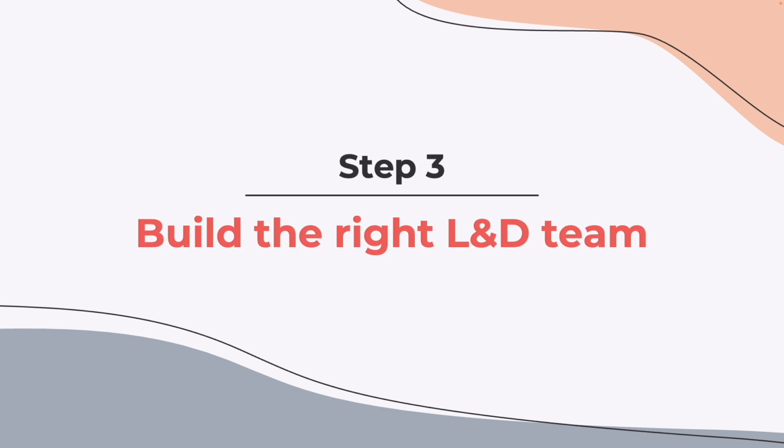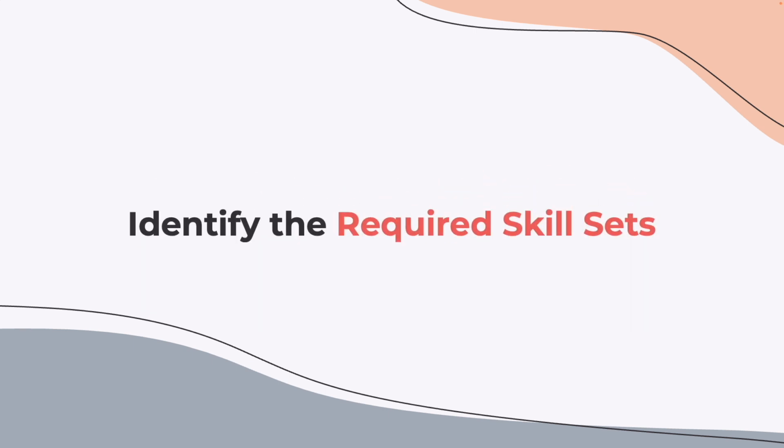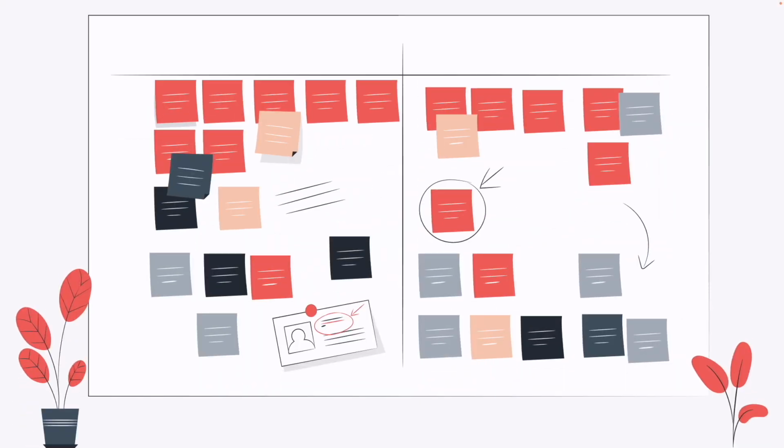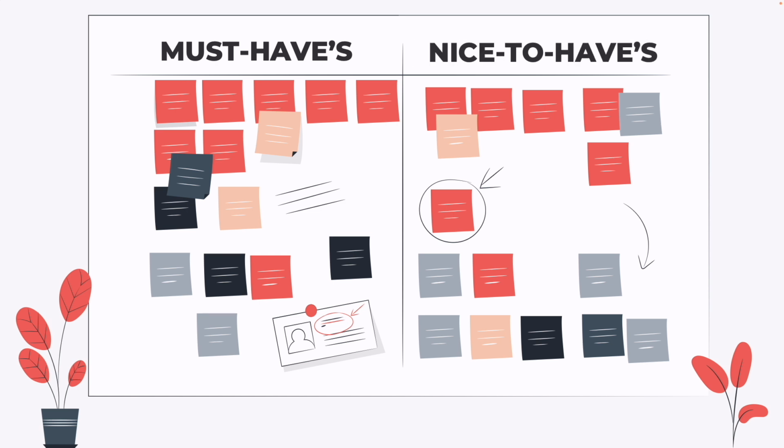Next comes step 3. Build the right L&D team. And you begin this by identifying the required skill set. Before posting a job ad, you need to know what skills and capabilities your team requires. Do they need instructional design, training delivery, project management, data analysis? Keep in mind that every job can be broken into must-haves and nice-to-haves. No one can do everything all the time.